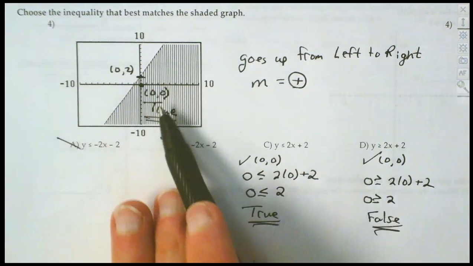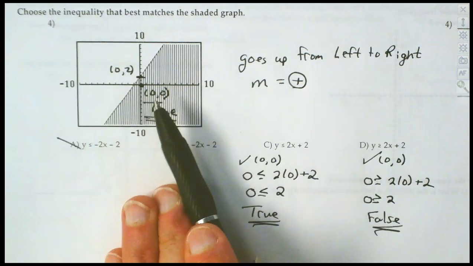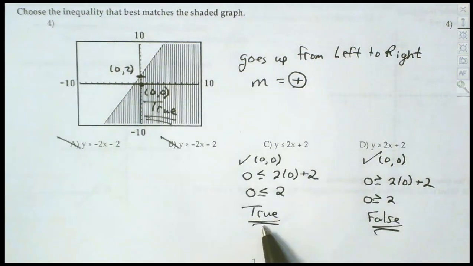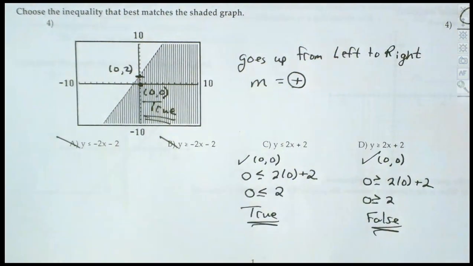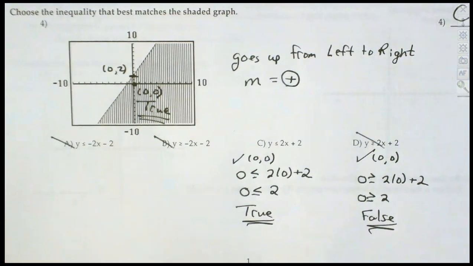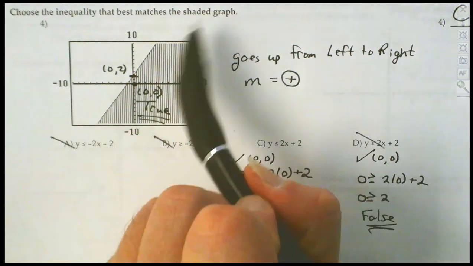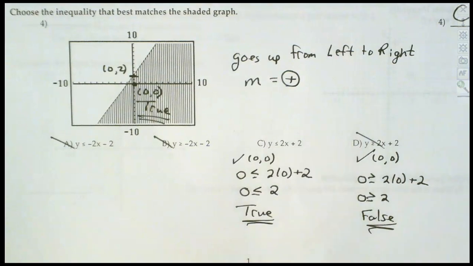Now, what did we want? 0, 0 from our picture is in the true part, in the shaded part. So we want it to be true. So the one that's correct for question number 4 is going to be C, right? Because it's true in the shaded part. We know our slope is positive from left to right because the 2 is positive. These are gone because they have negative slopes.